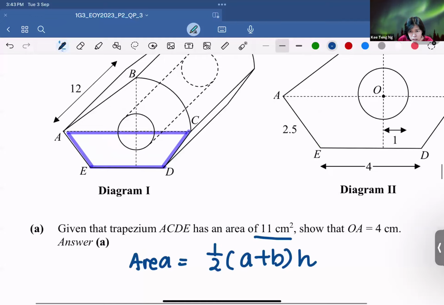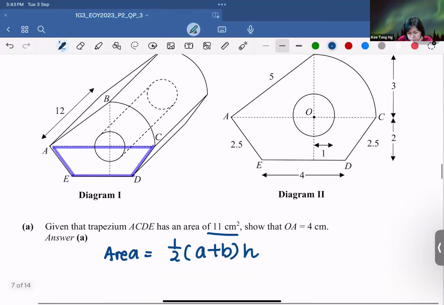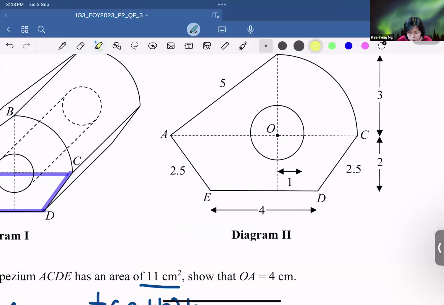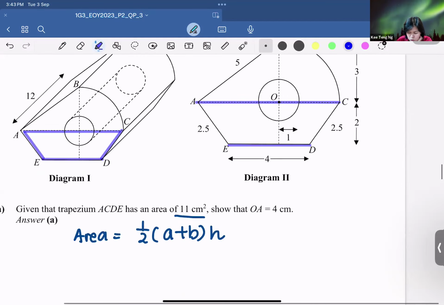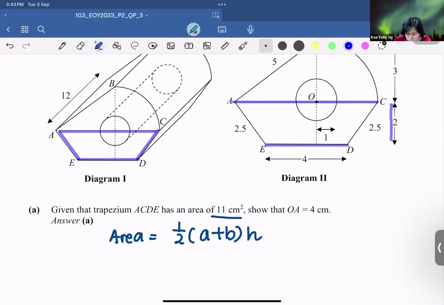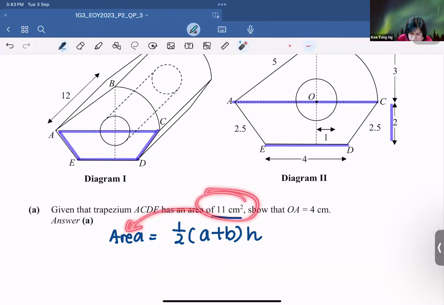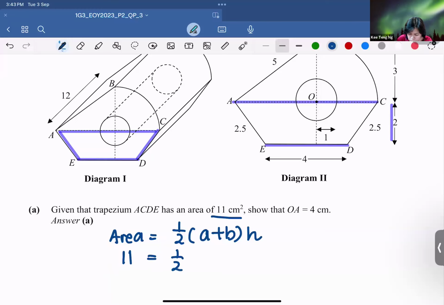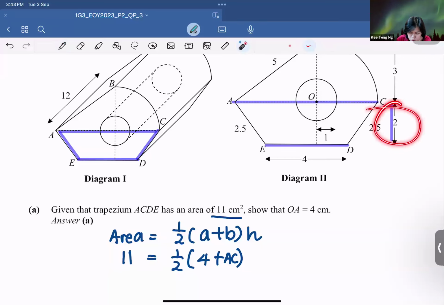In this case, where is the A and where is the B? Where are the two parallel sides? The parallel sides are here, AC and AD. So I have my two parallel sides and a perpendicular height. The height in this case is the number 2. So I plug in all the numbers that I know. Area is 11, half times A plus B. The two parallel sides: first one is 4. The other one I do not know, I call it AC. And the perpendicular height here is 2.